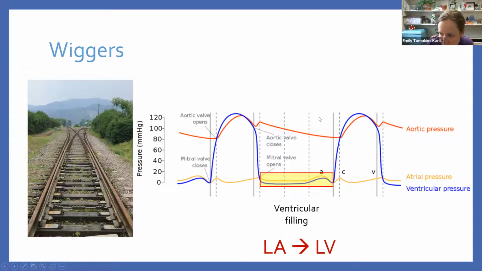So that's going to be the atrial contraction part, or the atrial kick part, of ventricular filling. And then it sort of just makes sense that this first part is going to be when the mitral valve first opens and the blood is sort of gushing into the ventricle. So that's going to be early rapid filling.